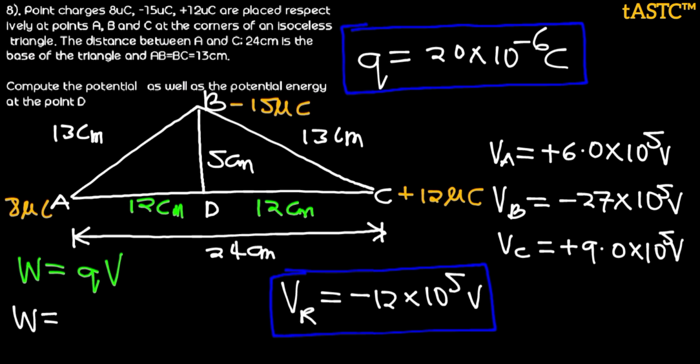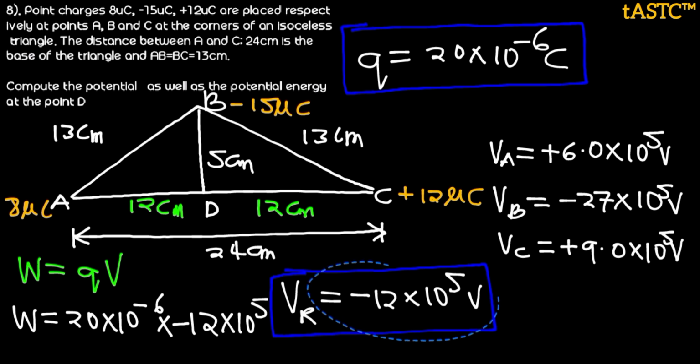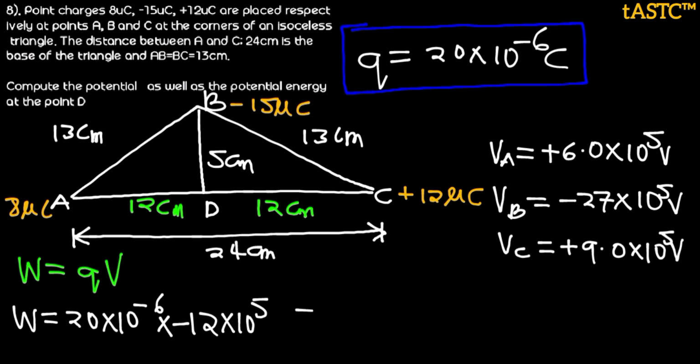So W is going to be equal to 20 multiplied by 10 to the negative 6, multiplied by V, which is equal to negative 12 multiplied by 10 to the power of 5. So I really need to place this minus here. So first I know that this is going to help us have a minus 24. So this is going to be minus 24 basically, minus 24 joules.